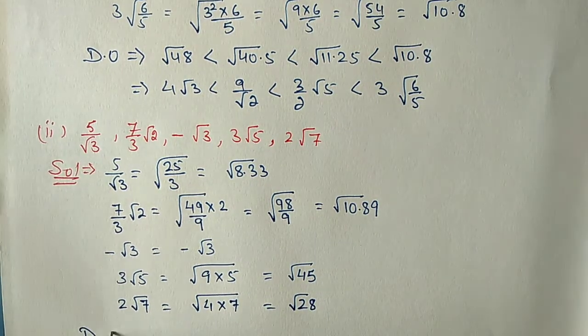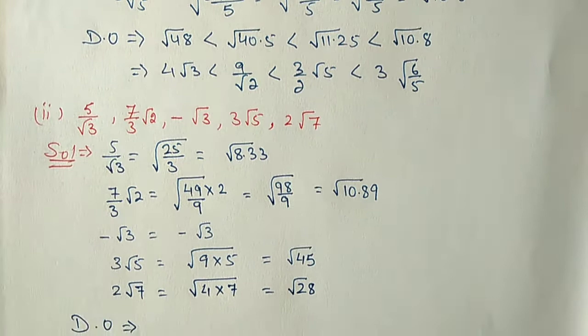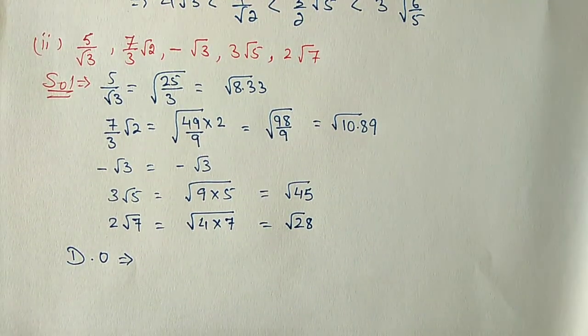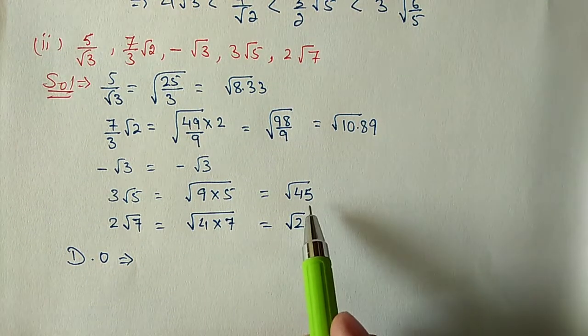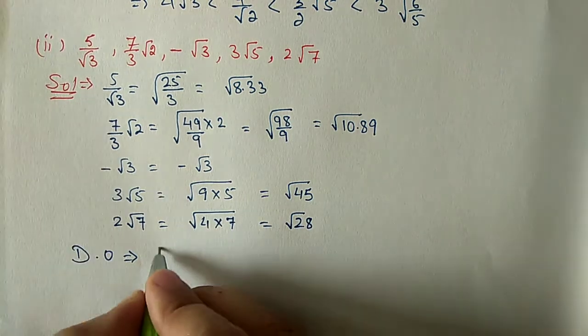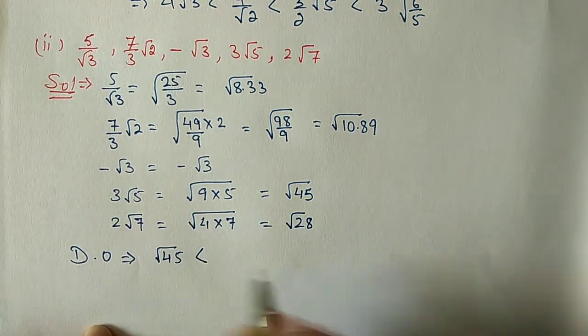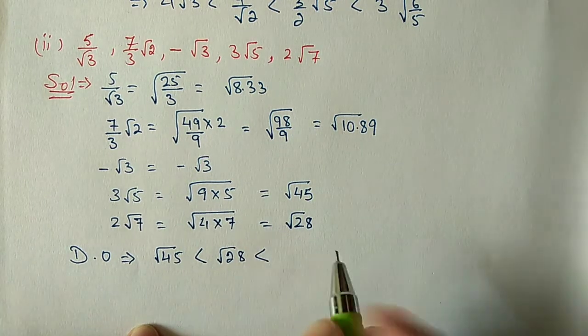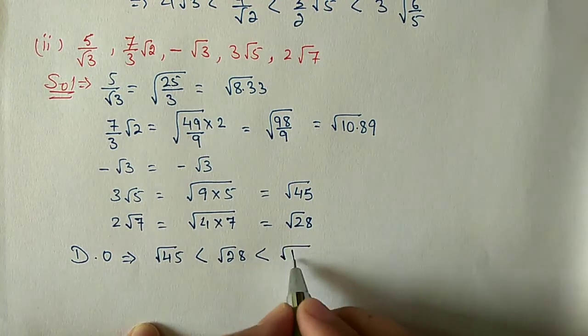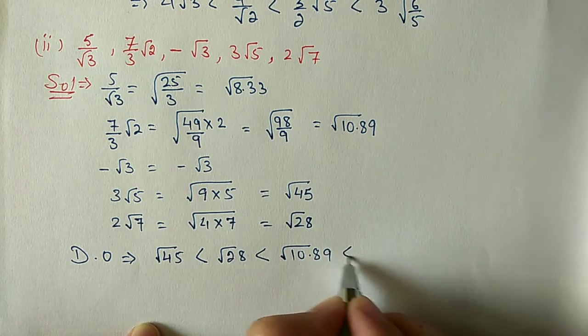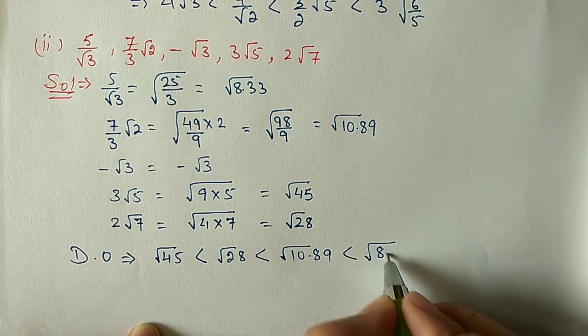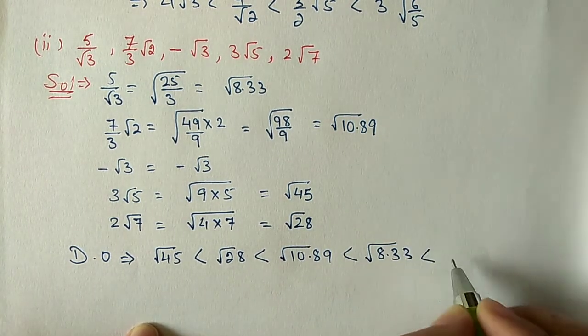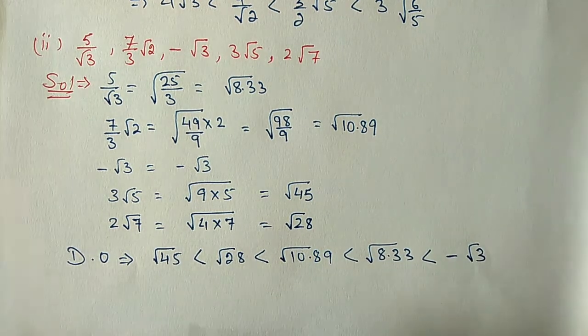Now we have to arrange these numbers in descending order. Descending order means big to small. So from all these numbers, the biggest number is root of 45. Then next we have root of 28. Then root of 10.89. Then root of 8.33. And at last we will have minus root 3.